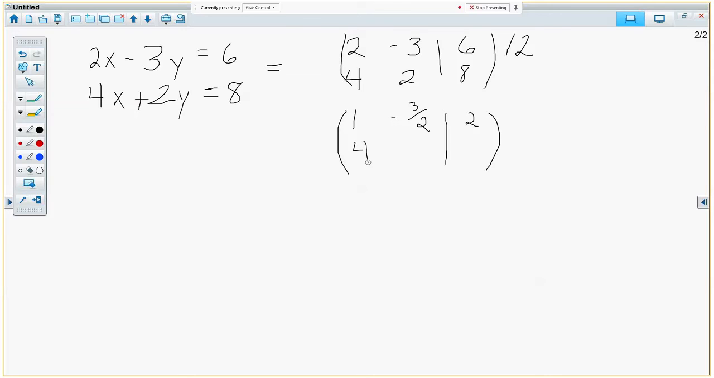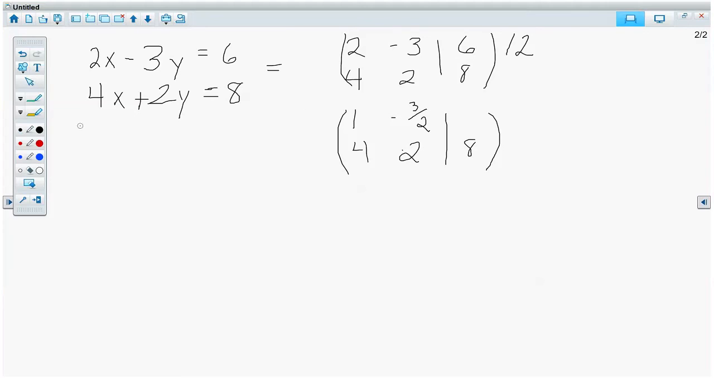4, negative 2, or 2, sorry, and 8. I'm sorry, 6 divided by 2 is 3. I was thinking that was 12. I'm sorry, I can't read my own writing. 6 divided by 2 is 3. Thank you.